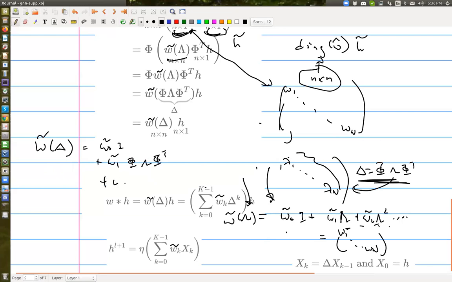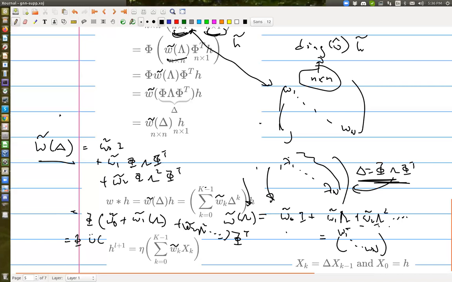And then W2 tilde Φ Λ squared Φ transpose. Because I square it two times, the Φ and Φ transpose cancel, right? So you can see the pattern already. I can pull Φ and Φ transpose out of W0 tilde plus W1 tilde Λ plus W2 tilde Λ squared, and so on and so forth. Now it's almost the same as this guy here, but W tilde (Δ) is actually equal to Φ W tilde (Λ) Φ transpose here.